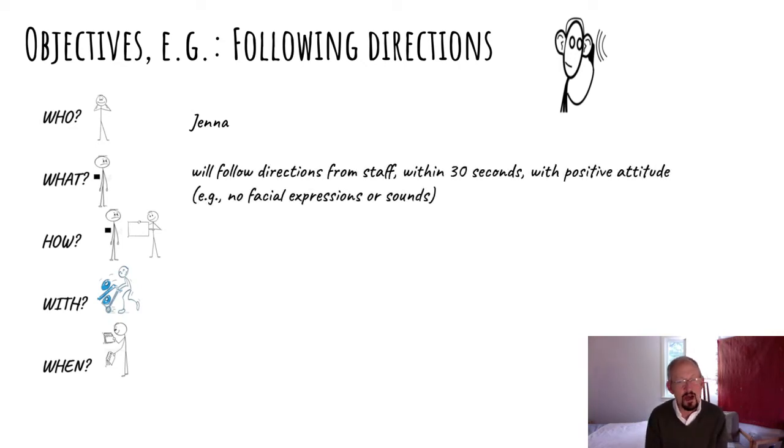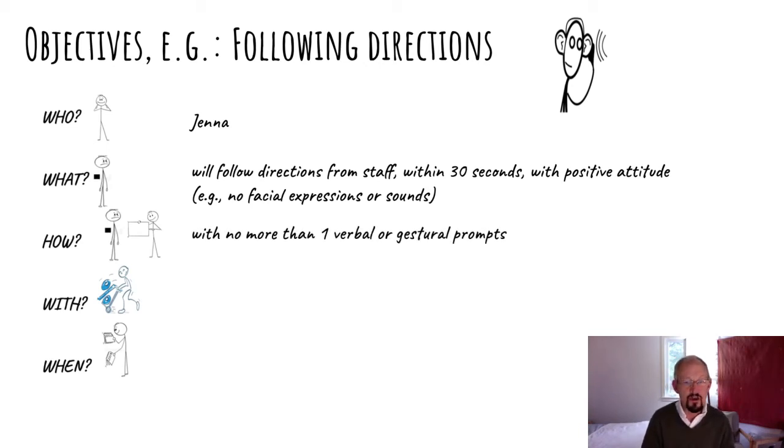They will follow directions from staff within 30 seconds with positive attitude, meaning there's no facial expressions or kind of grumps or humps or sounds, okay? So they're following directions. You want them to do it quickly, meaning within 30 seconds, and with a positive attitude. How? Okay? With no more than 1 verbal or gestural prompt, meaning that you're going to potentially provide support, but when given a direction, with no more than one either verbal or gestural prompt, they will follow directions within 30 seconds.